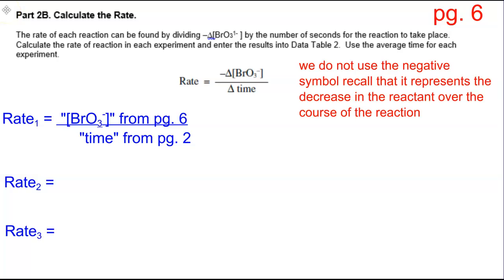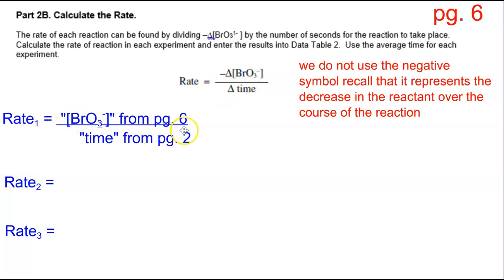Okay, continuing on down, about a fourth of the way down page 6 on the white paper, we are going to calculate the rate for all 7 experiments. Remember that the formula for calculating rate from the beginning of this unit is negative change, that's what the triangle means, in the bromate ion over change in time. Remember, this negative is not used in our calculation. It just represents the fact that our reactants are being consumed and decreasing over time.